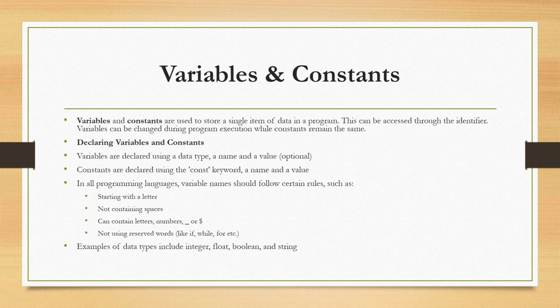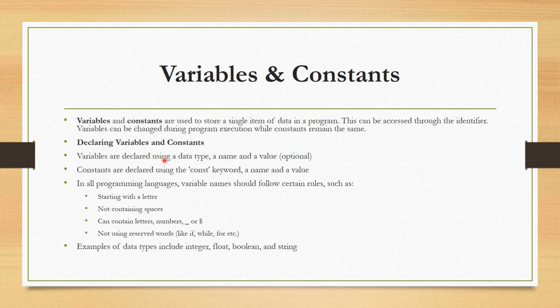Variables and constants. It's very important that you should know the most basic concepts of programming. Both those concepts are basically variables and constants. Variables and constants are used to store a single item of data in a program. This can be accessed through the identifier. Identifier means the name of that variable. Variables can be changed during program execution while constants remain the same. I hope you have learned these terms in maths as well, because a variable will change value at any time, but a constant will remain the same.